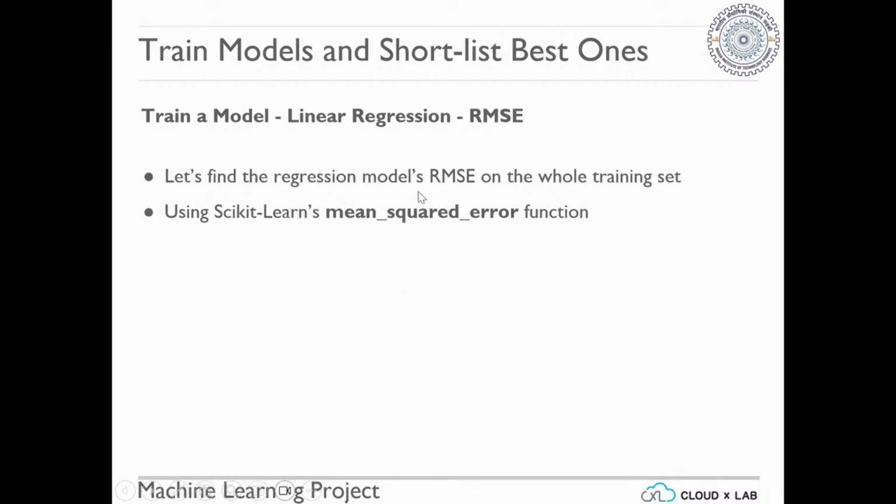In regression models, here we were calculating root mean square error on the complete training data, right? For that, we will use the mean squared error function of scikit-learn.